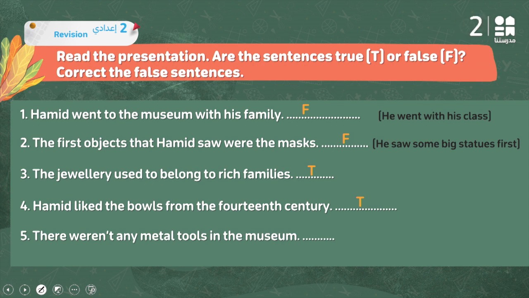And for the last sentence, there weren't any metal tools. ما كانش في أي أدوات معمولة من المعدن in the museum. Is this true or false? Definitely it's false because we said some were made of stone and others were made of metal. يعني بعضهم كان معمول من الحجارة والبعض الآخر معمول من المعدن.